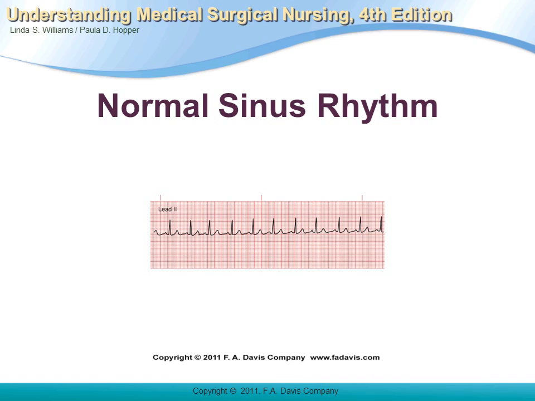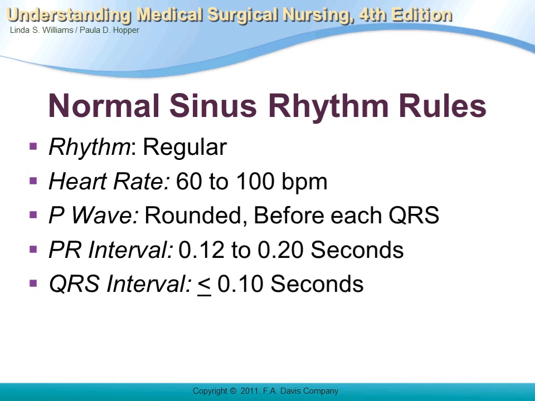So anyway, normal sinus rhythm: the rhythm is regular, the heart rate is 60 to 100 beats per minute. Each P wave is rounded and present before the QRS complex. The PR interval is 0.12 to 0.2 seconds, and the QRS interval is less than or equal to 0.1 seconds.